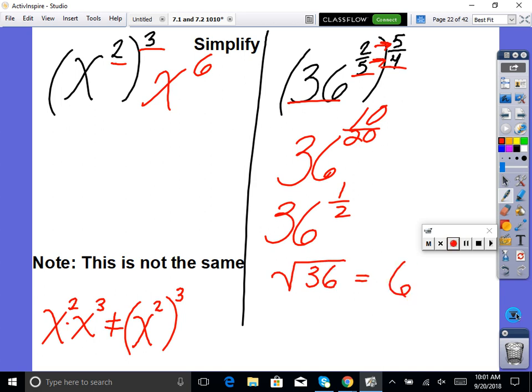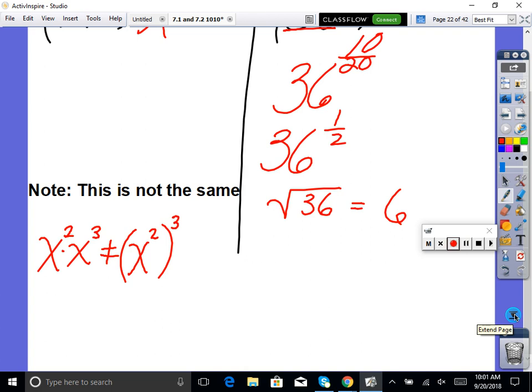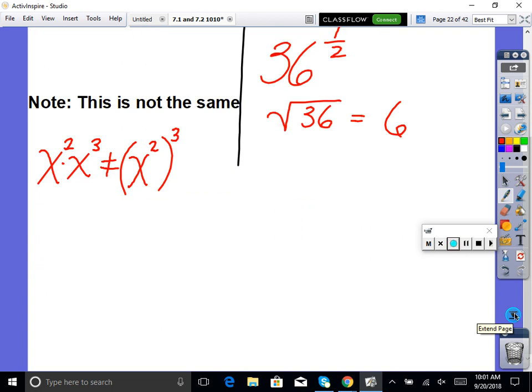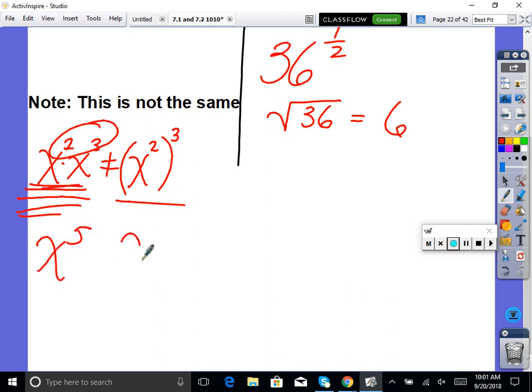Okay, good. Now note, these are not the same rule. This is the rule that gets mixed up one of the most times. This rule versus this rule. When people learn this rule, then they go back to this and say, when you multiply, you multiply. No, when you multiply, you add. This one's x to the 5th. This one is raise a power to a power. Do you see the difference? 6. Okay.